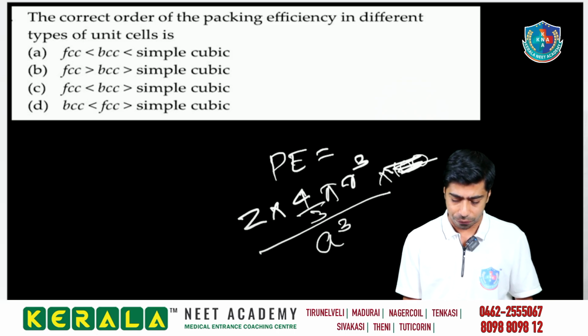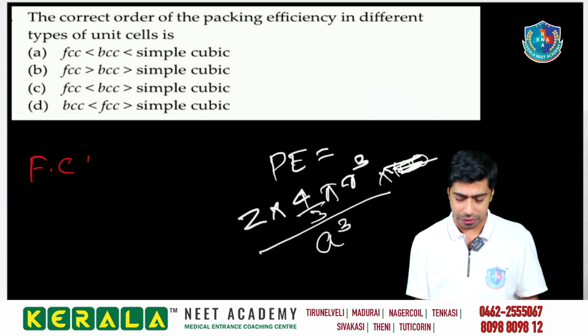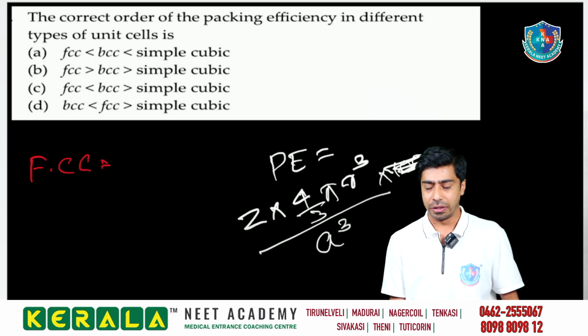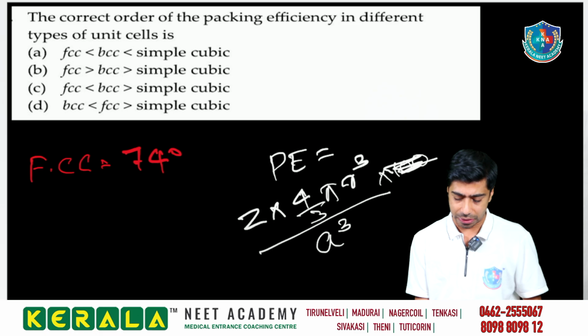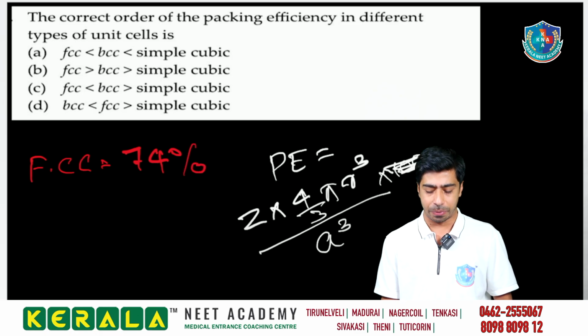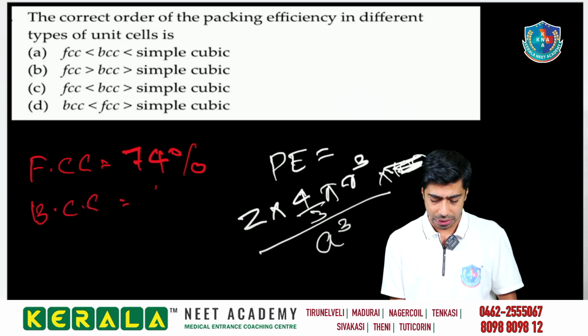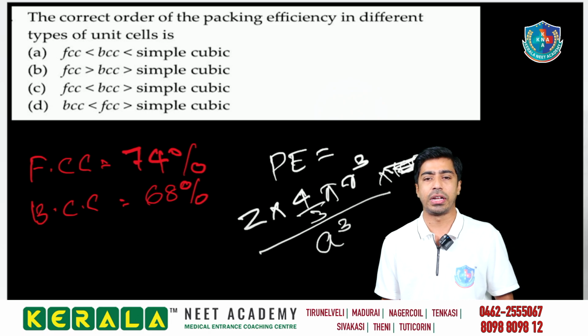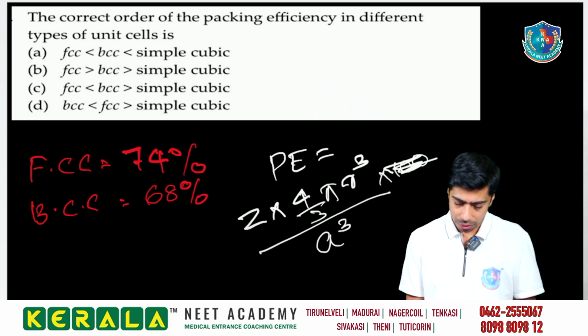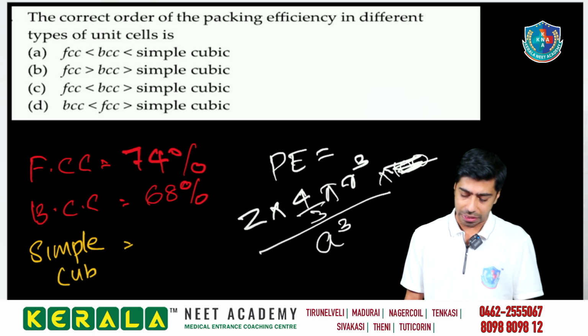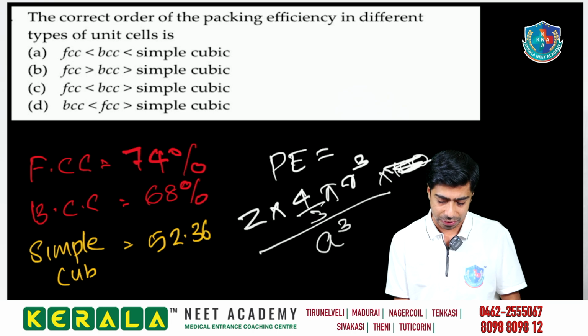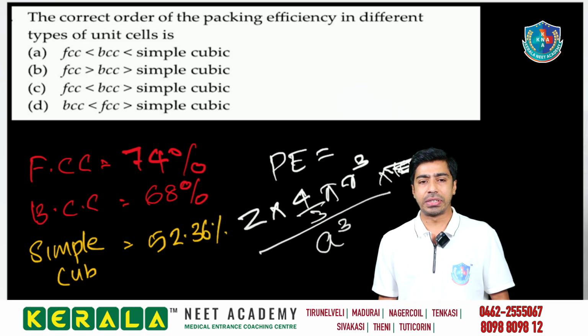Now if you take the case of the FCC pattern, the packing efficiency will be 74%. In case of BCC, body centered cubic, it is 68%. 68% of the volume will be occupied by atoms. The remaining will be empty space, which we call voids. Then in case of simple cubic, the percentage is 52.36. So these are the packing efficiency values.